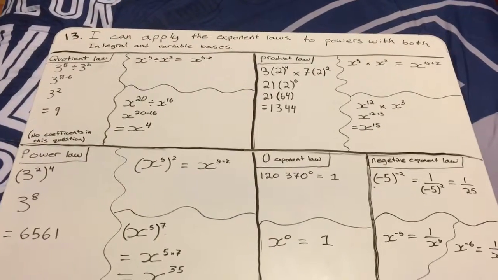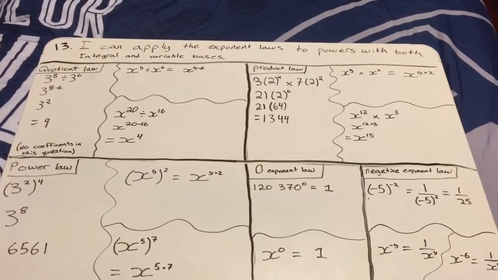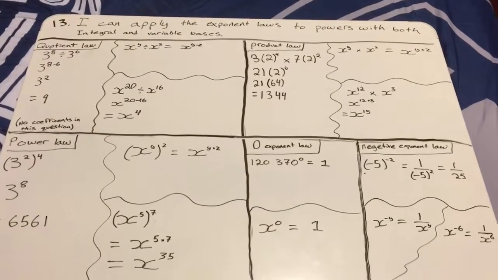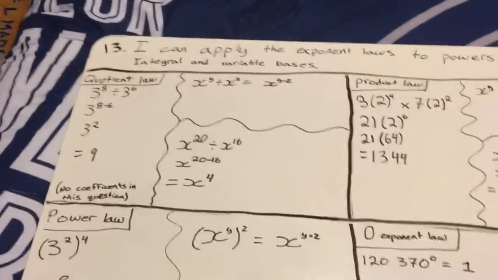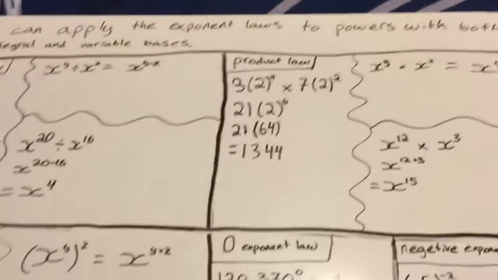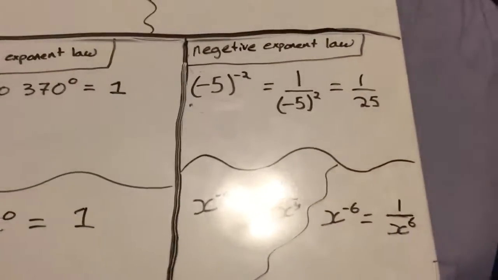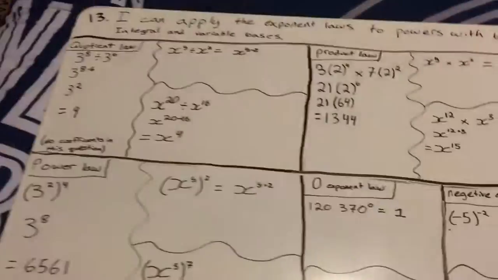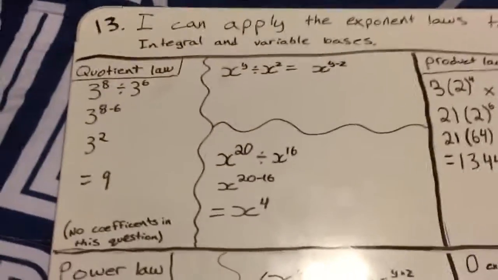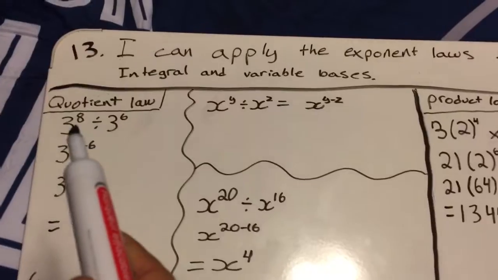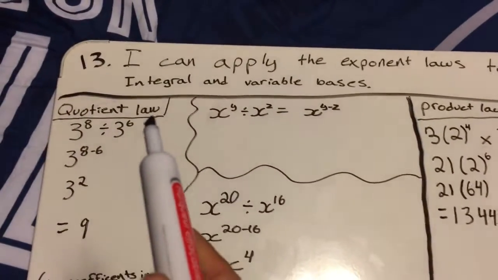Number 13 is I can apply the exponent laws to powers with both integral and variable bases. So here I have drawn out all 5 laws: the quotient law, the product law, the power law, the zero exponent law, and the negative exponent law. So, starting with the quotient law. Here we have the question of 3 to the power of 8 divided by 3 to the power of 6.